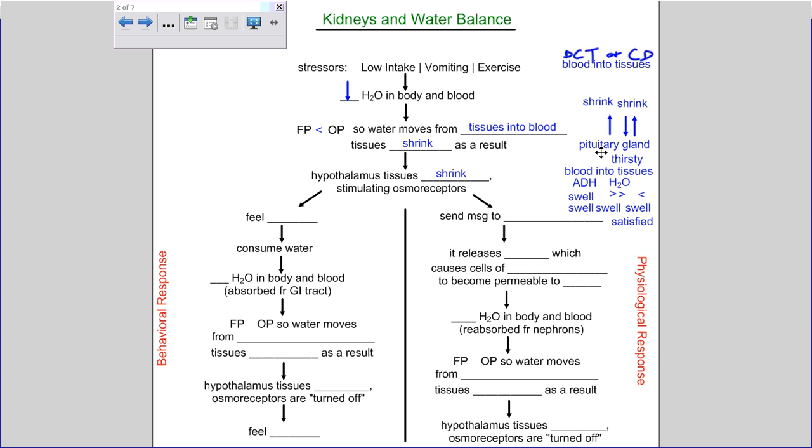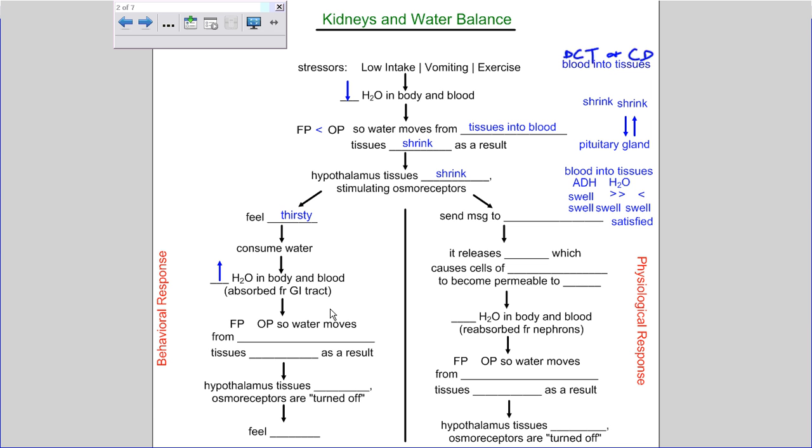Behaviorally, when your fluid levels are low, how are you going to feel? Right, you're going to feel thirsty. So then you're going to get some water. You're going to drink some fluid. If you drink some fluid, then that should increase the water that's in your body and your blood, because we're going to absorb it, take it in through our digestive tract. It's going to be taken into your blood and then delivered to your body tissues.